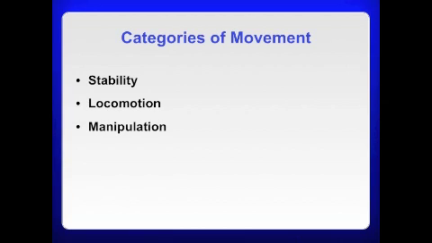Now there are categories of movement: stability, locomotor, and manipulative. Stability movements would be your balancing. Again, you need to see if your student can balance, because if they can't balance, then there are some movements that they aren't going to be able to do.